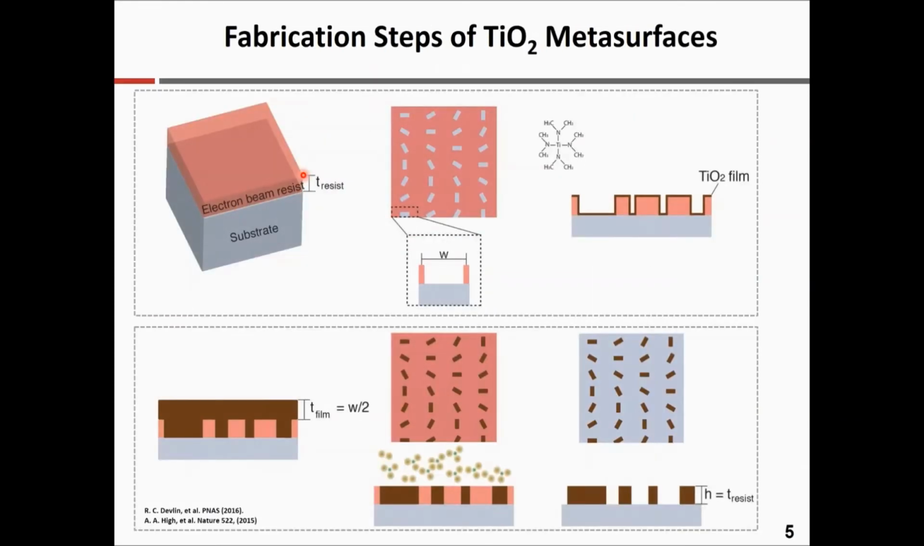So we are interested in the visible range, so we are using titanium dioxide. We start with the substrate. Here is the glass, because we want to be transparent at the visible range. You spin coat it with resist. We're using ZEP. The next step, we do the patterning with electron beam lithography.